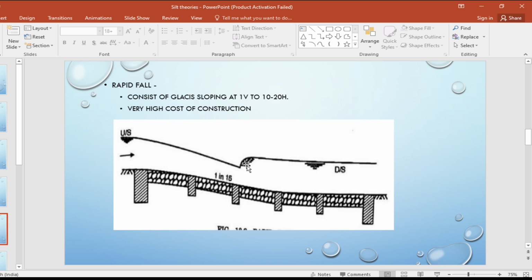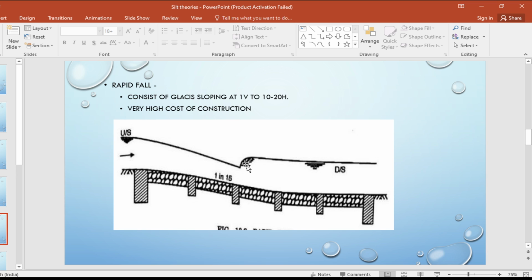Now, such falls consist of glacis sloping at 1 vertical to 10 to 20 horizontal. Here slope is provided as 1 vertical to 10 to 20 horizontal. Now, the long glacis assured the formation of hydraulic jump.